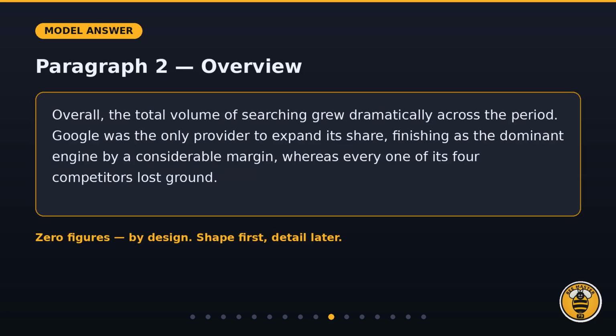Paragraph 2. The overview. Overall, the total volume of searching grew dramatically across the period. Google was the only provider to expand its share, finishing as the dominant engine by a considerable margin, whereas every one of its 4 competitors lost ground. Count the figures in that paragraph. There are none. That is deliberate.